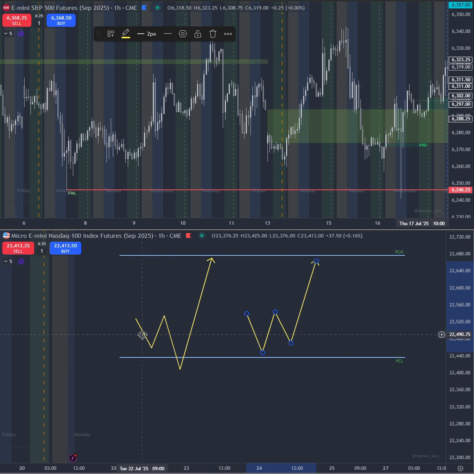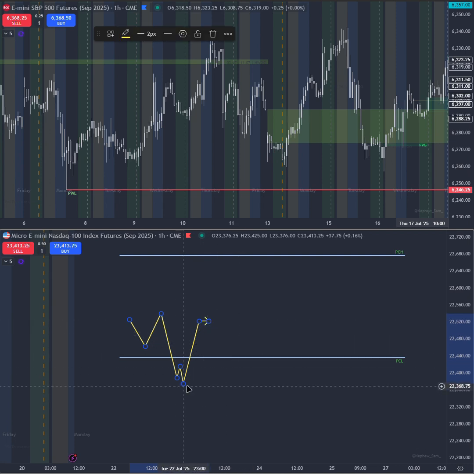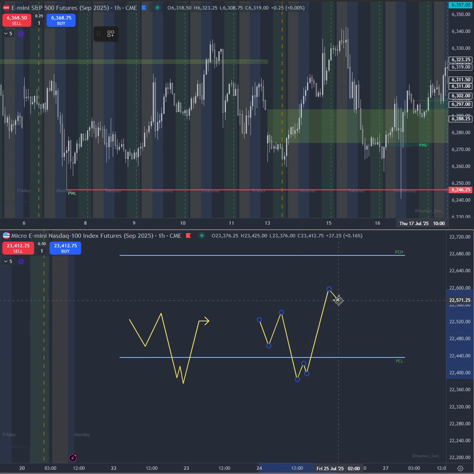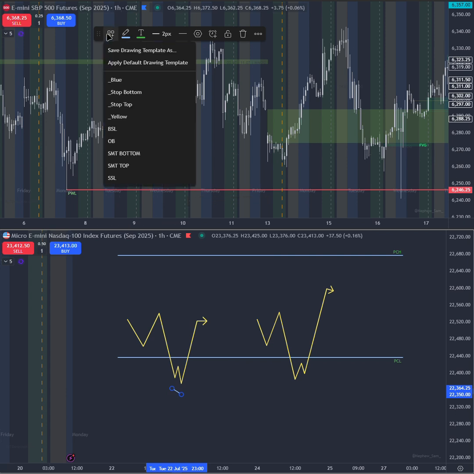Another, type 2 SMT, is whenever we are sweeping here, and then on the lower time frame, we have another little sweep here. Let's say we're looking for longs, and then on the lower time frame, they both swept the previous cycle low, or whatever the time-based liquidity that you're looking for. So here you'll create your SMT at the bottom.